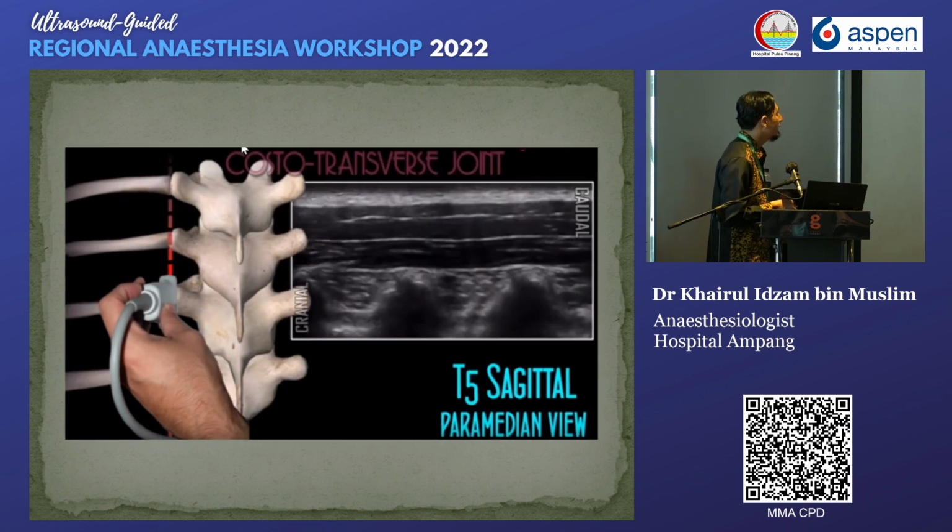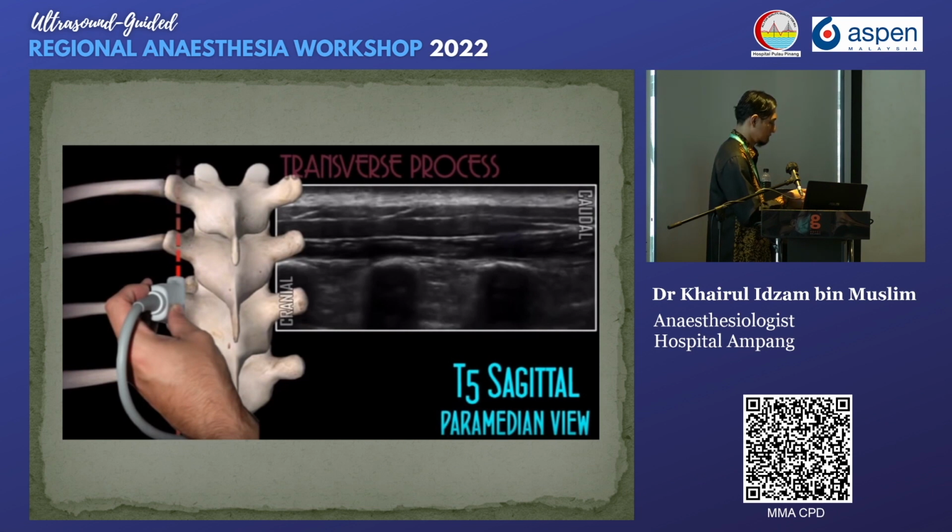We slide medially and we can identify the costotransverse joint. Here we can still identify the pleura, and the three muscles. Once we arrive at the transverse process level, we can identify these three muscles and the transverse process: the trapezius, rhomboid, and erector spinae muscles. So our target is just above the transverse process.